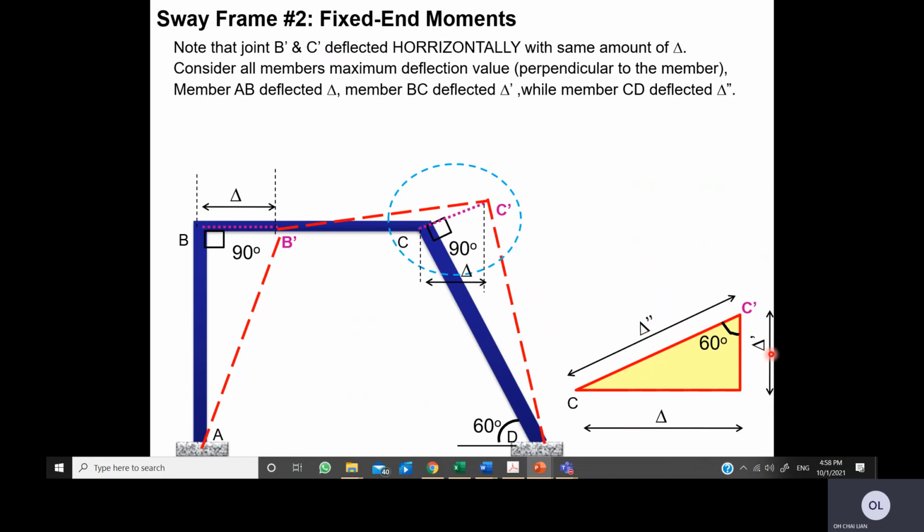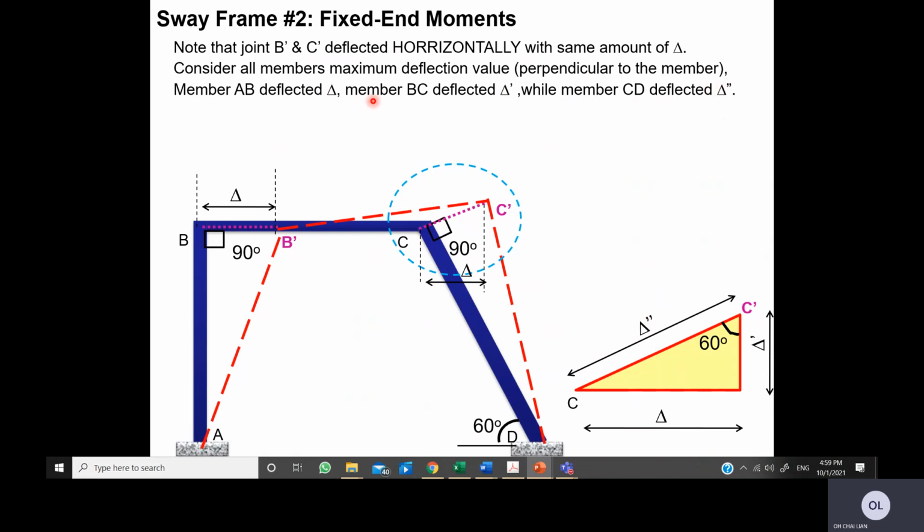This value is just a given name. You can put any other value, but in my case, I will put delta as the horizontal deflection, delta double prime for C to C prime, and for the vertical distance of C to C prime, I use delta prime. So for member CD, we are talking about this one because this is 90 degrees to member CD. Therefore I use delta double prime.